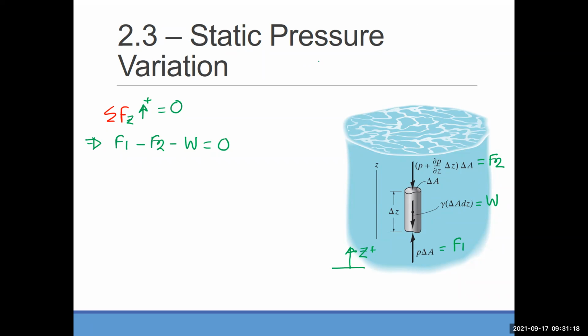You have to start with the specific weight, which is weight over volume, right? Since we are looking for force, W equals gamma times volume. And for this cube, this fluid particle, what will be the volume? Delta A times, tell me what will be the volume? Yes, good. So it will be gamma delta A times delta Z. And that is the W.